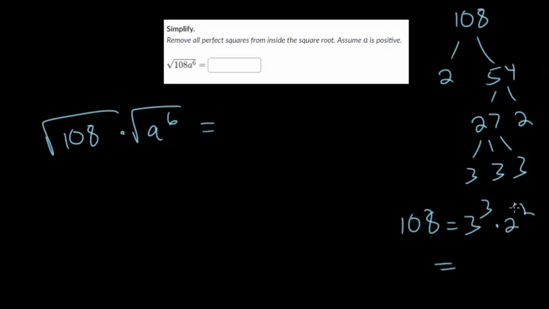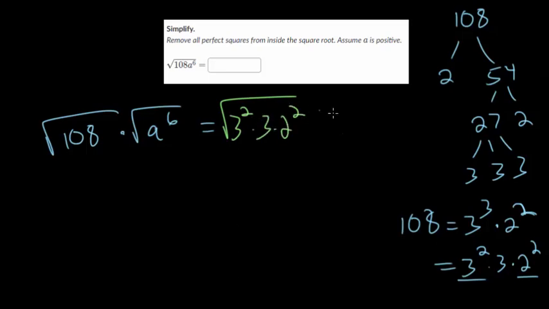And I like to write it with perfect squares. So instead of 3 to the third, I'm going to write it as 3 squared times 3 times 2 squared. That way we can highlight our perfect squares, which we can actually take out of the square root. So rewriting this, you'd have the square root of 3 squared times 3 times 2 squared.